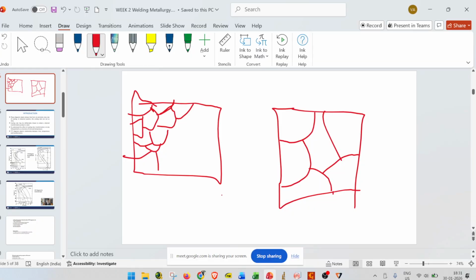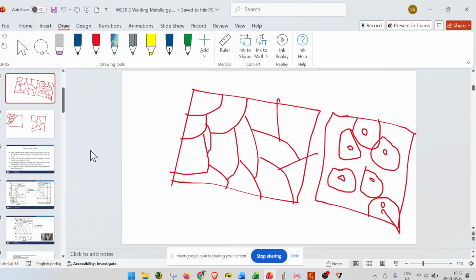Cooling rate. Yes, cooling rate. If the cooling rate is too fast, the grains will become finer grains. Once the cooling rate is low, it will become coarser grains. In other words, from the nucleation point of view, at the initial stage it forms a very high number of nucleation points.